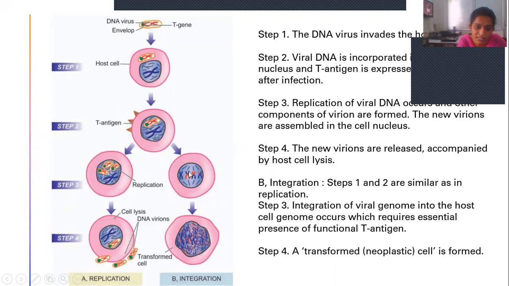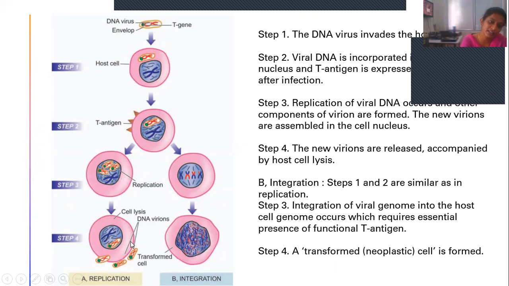So this is the host cell's part, this is the viral part. This is how the exchange of these chromosomes takes place, leading to the formation of neoplastic tumors. This is how neoplastic cells are formed. Once it is replicated, it will cause the lysis of the cell, and it will release its DNA virions into the extracellular space. Once in the space, these new virions again enter a new cell.